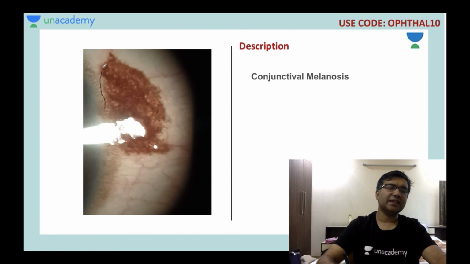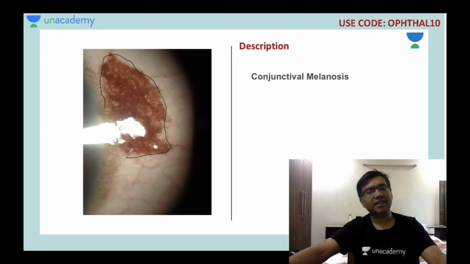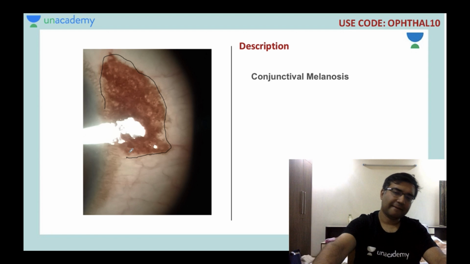Then this is also a condition which is called conjunctival melanosis. If you can see around the cornea this black patch, this is a melanin pigmentation of the conjunctiva. It is usually harmless, but you need to see that it is not increasing, and if it increases, then you have to think about whether there is a tumor or something fishy going on inside.